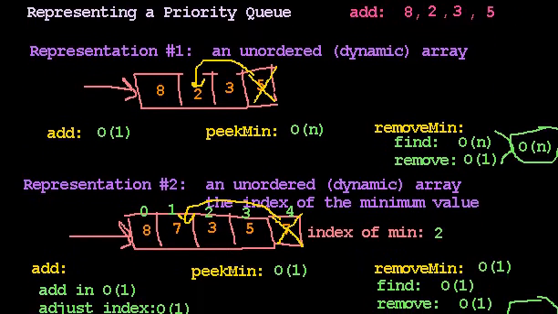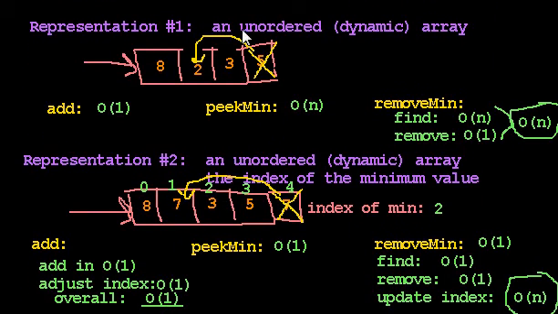And let's see what we've got here. We tried representing it first using an unordered dynamic array, and if you're a Java person, a dynamic array is an array list. If you're a Python person, a dynamic array is just a list. And in general, it's a structure that lets us access elements in the middle in constant time by index and add to and remove from the end in constant time. So we used an unordered dynamic array, and that gave us pretty good time for add.